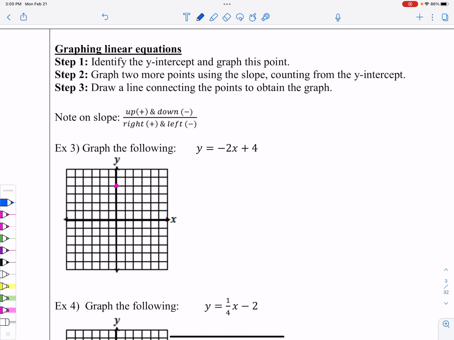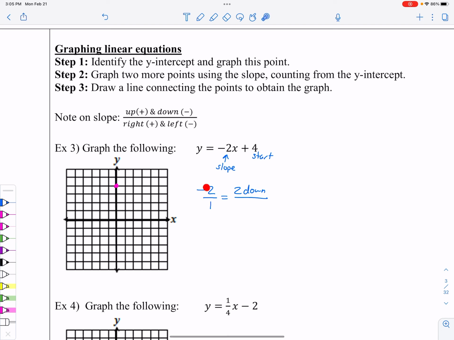So my slope here is in front of my x. So this is my start. This is my slope. So my slope is just -2. Anytime I have a whole number, I'm going to put it over 1. So I'm going to change that to -2/1. Now remember that if it's negative, I'm going to go down. So this is 2 down.